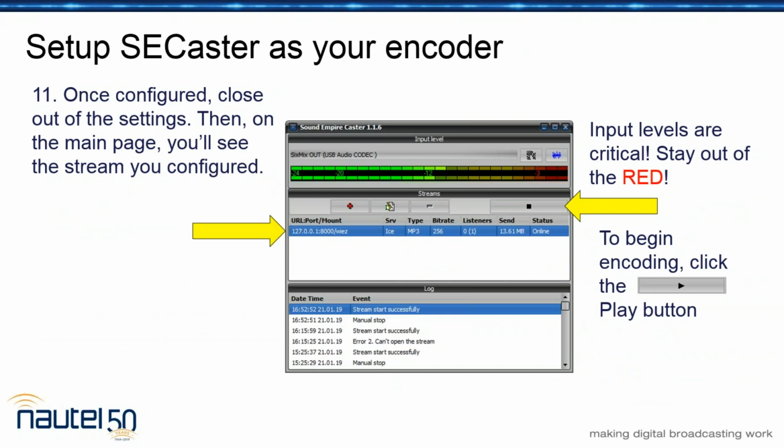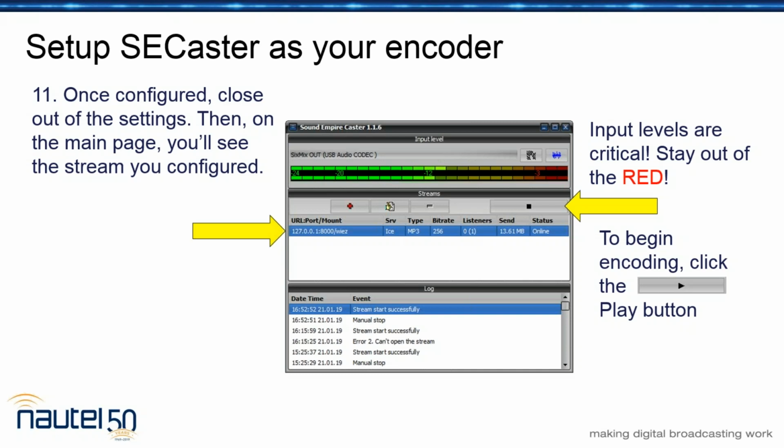Then once you're in, once you have that configured and you close out of your settings, this will bring you to the main page. You'll see the stream in the middle that you configured. It gives you your IP address, your port number, and then the mount point, all the other pertinent information. Then to begin encoding, you click on the play button to the right, near the yellow arrow. This stream in this picture has already been started, so that's why you see meters moving.